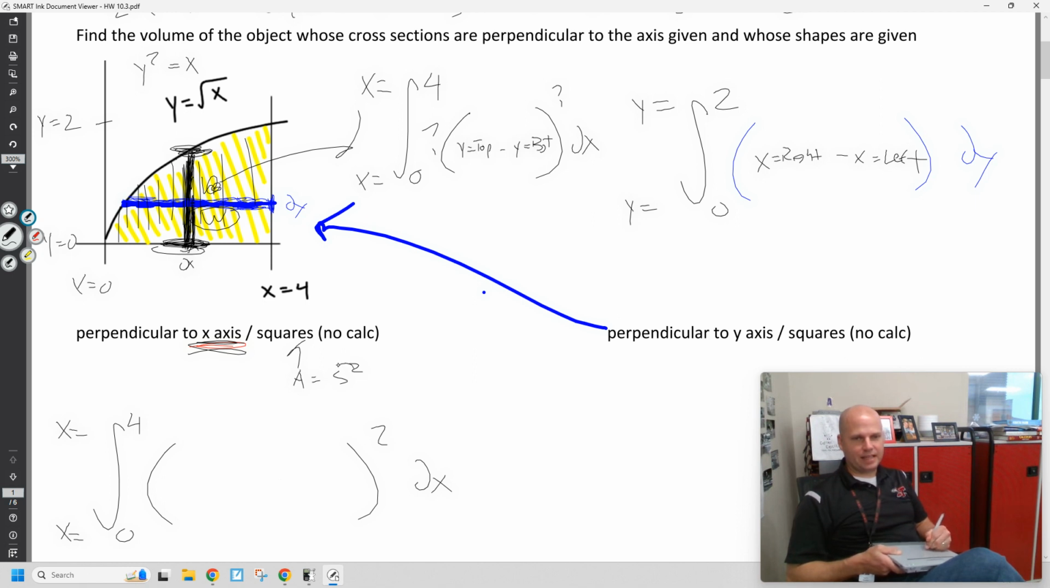What are the side lengths? What are these base lengths? These base lengths are a y equals top minus a y equals bottom. That's y equals 0. This is y equals 0, and this is y equals root x.